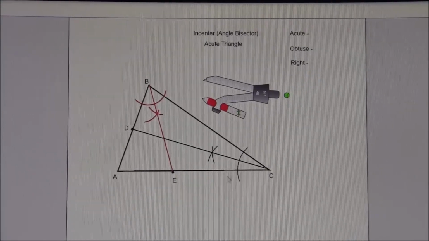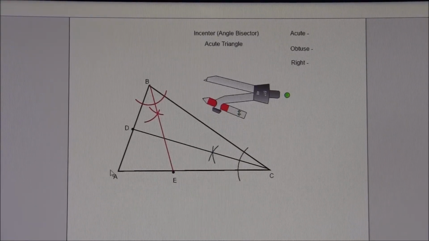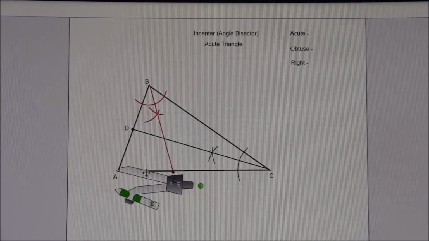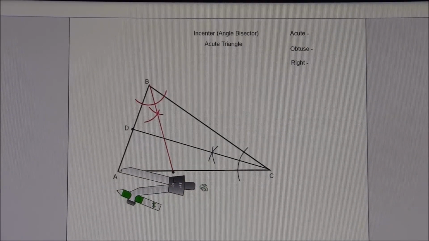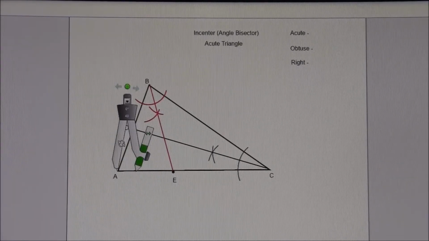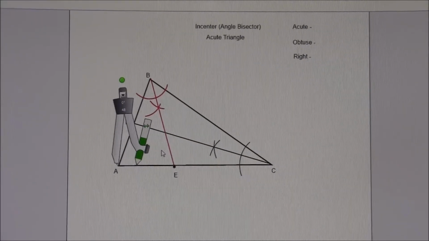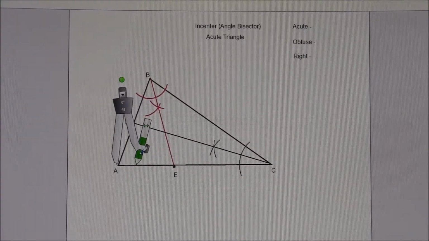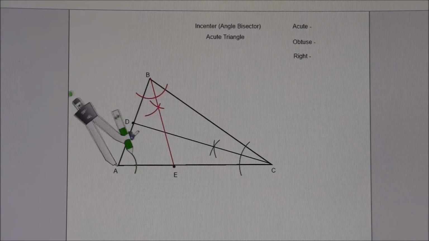Okay. We did angle C, we did angle B. Now what we have to do is angle A. Let me change colors. And I'm going to bisect this angle. Now I can keep it the same, or remember, you can open it as much as you want.